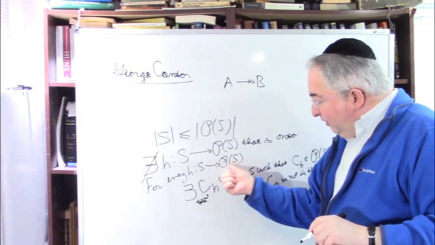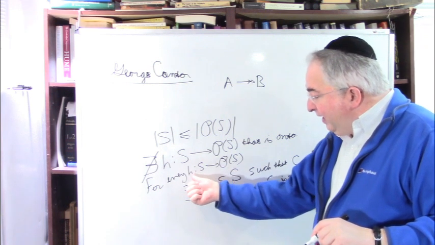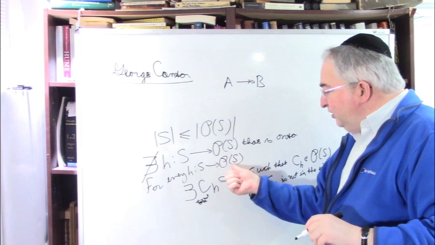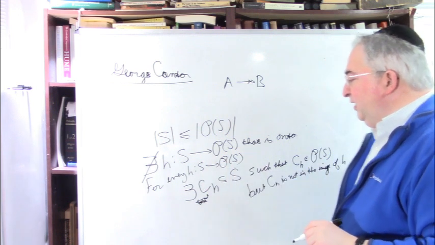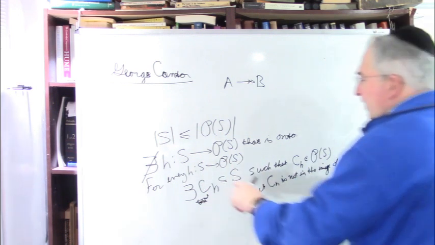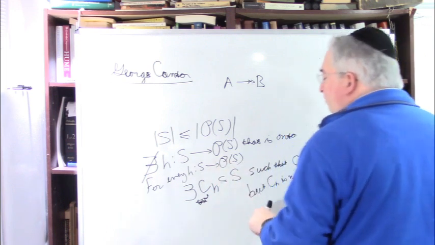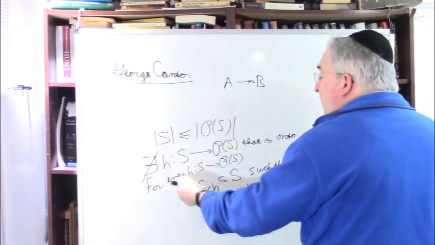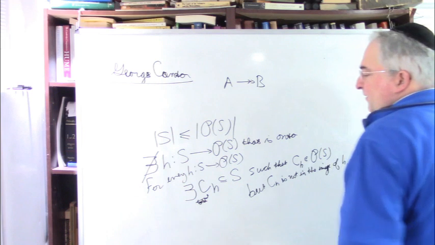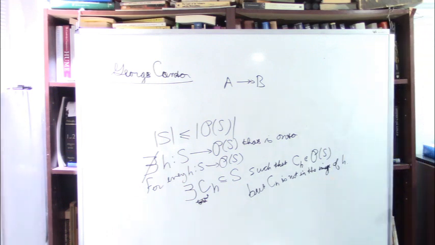What that means is it's going to be in here, but there's no element here that's going to be the image of it. So it's not going to accept that. This function is not going to be onto, because there's going to be some element in here that nothing hits. So it won't be in the image of H.